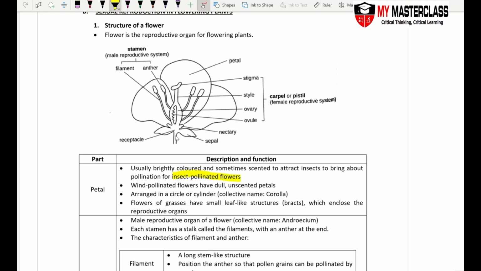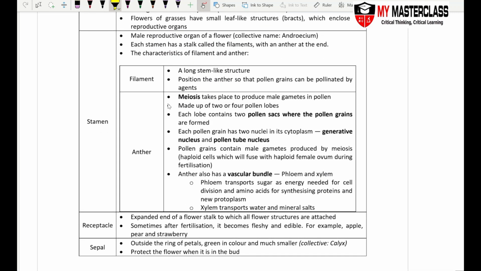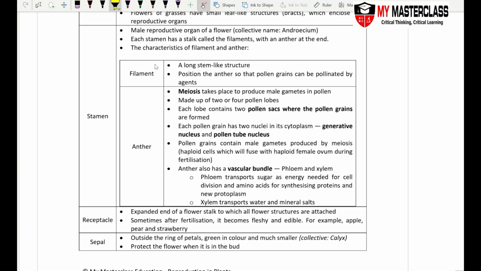this whole thing is the female reproductive component. So in the male reproductive component, you have got the anther at the top, the filament at the bottom to actually hold the anther up. So filament over here, just long stem-like structures to position the anther, okay, to enable the pollen grains to be pollinated. So meiosis will take place to produce the male gametes in what is known as pollen, similar to sperm cells. Okay, so all these are more of additional information.